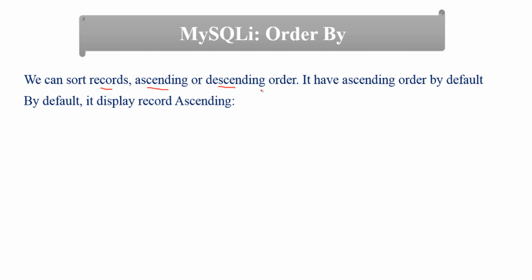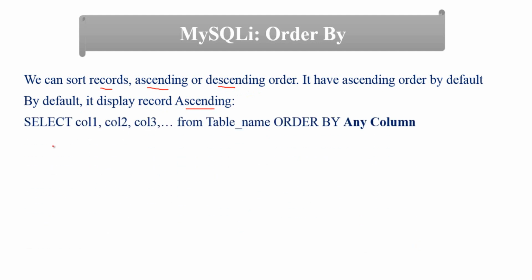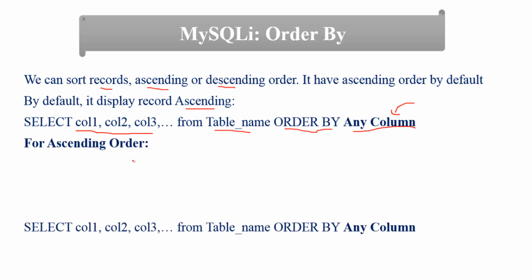On the basis of any column we can provide. By default it displays records in ascending order. So its syntax is: SELECT, and then you can select a column name, all columns, or specific columns, FROM the table name, ORDER BY any column. On the basis of that column, records will be displayed in ascending order. By default it will be ascending.